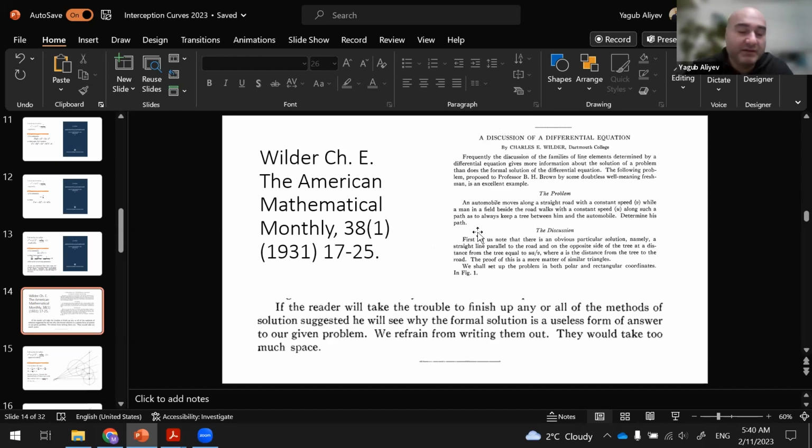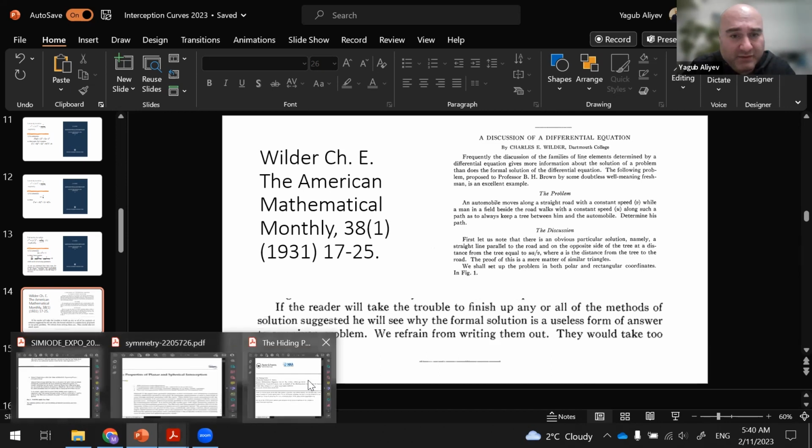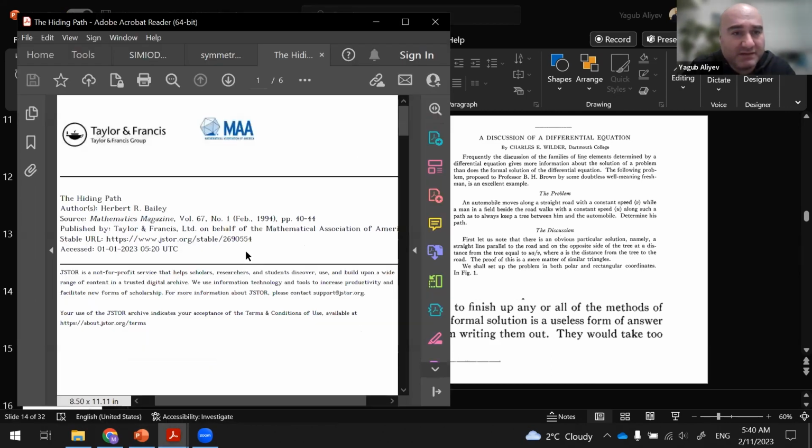So if you look closely, you can easily see that this question is similar to the question that we discussed here. There are other papers which solved similar questions. A recent one I found in Mathematics magazine.